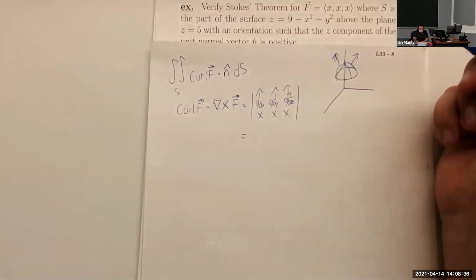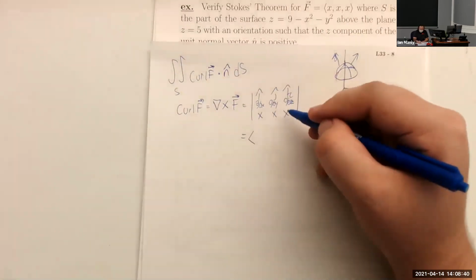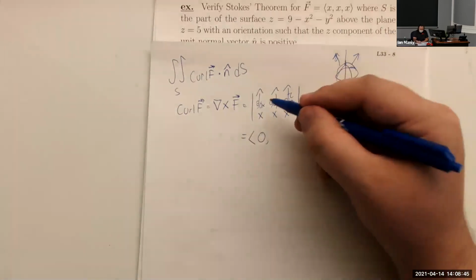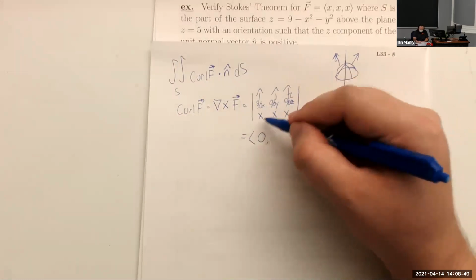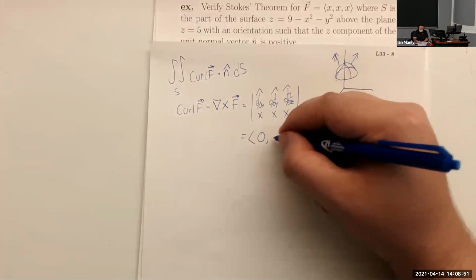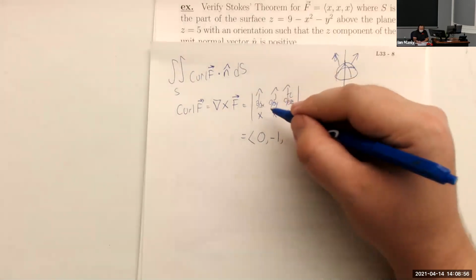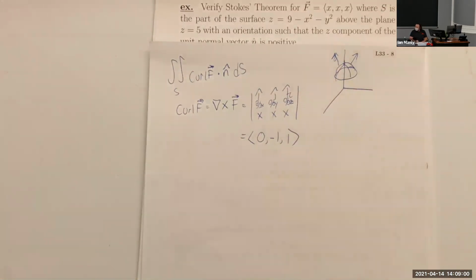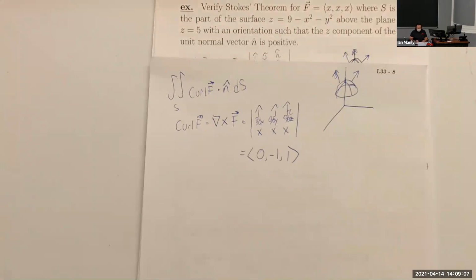All right, so what do we get for this curl here? Let's see, for the i component, we do the y derivative of x minus the z derivative of x. Well, both of those are 0. Then we have the x derivative of x, which is 1 minus 0 for this. But then we negate it because it's j, so we have -1. And then finally for k, we have the x derivative of x minus the y derivative of x. That will yield +1 right here. All right, so this is our curl of f, which is nice and simple here.